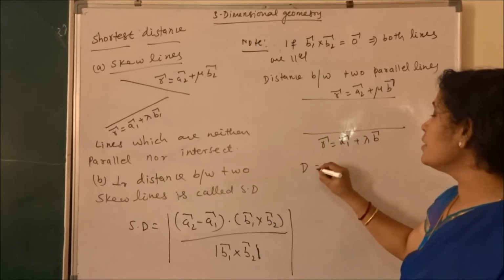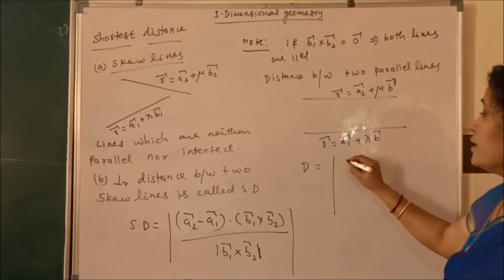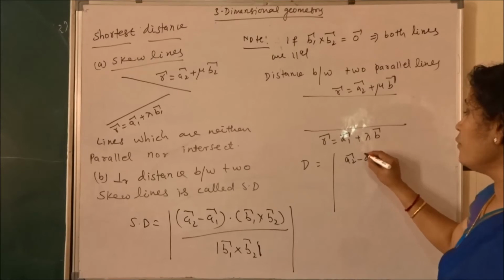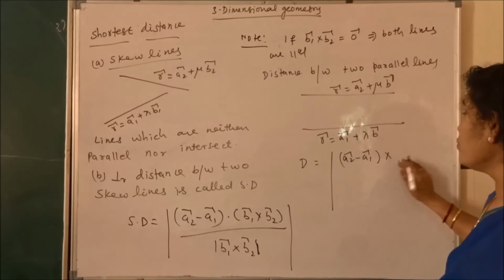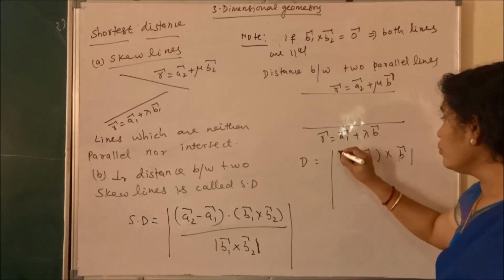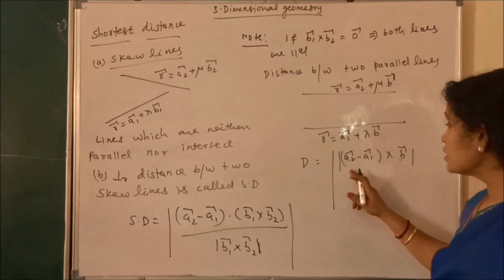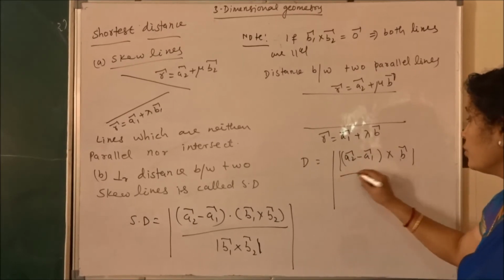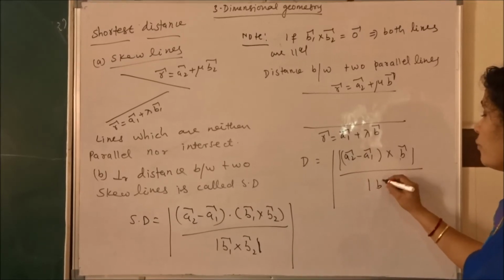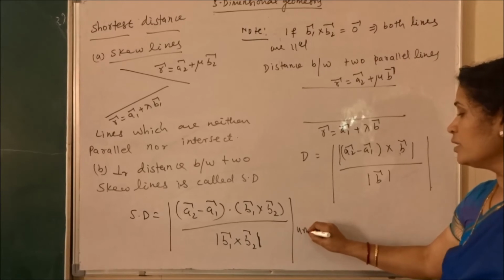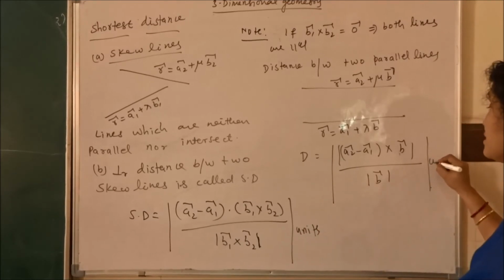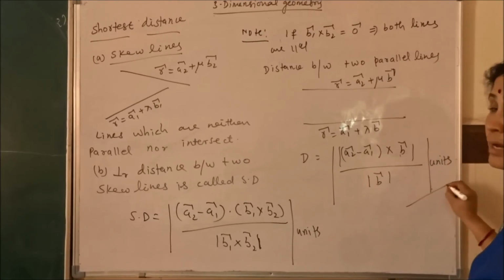Then what is the distance between parallel lines? It is the magnitude of (A2 vector minus A1 vector) cross B vector, the whole upon the magnitude of B vector. Because the cross product is in terms of i, j, k, that's why I have written the magnitude here. Clear? So this much in units you should write down. This is the distance between two parallel lines.